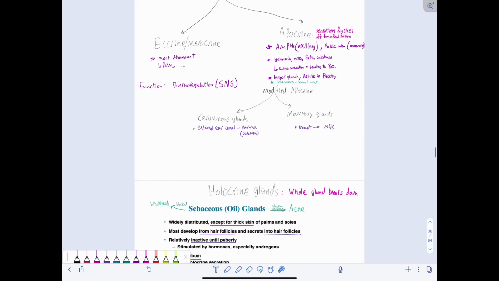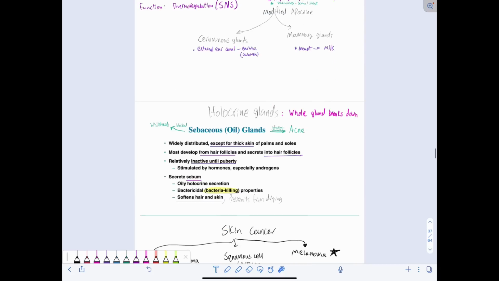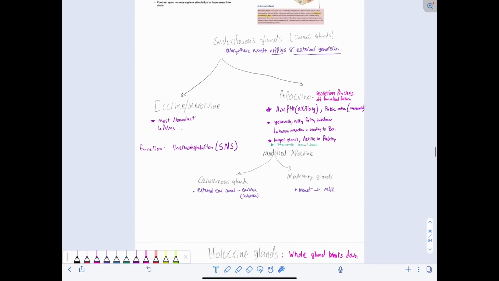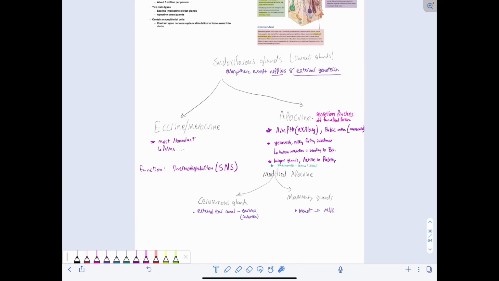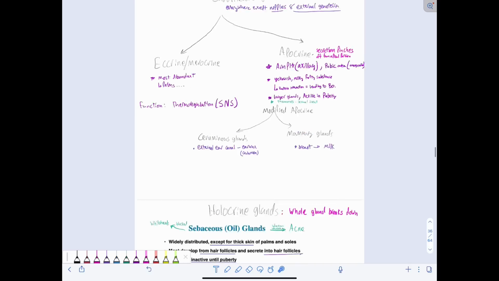We also have modified apocrine glands. These are like the ceruminous glands. That's basically what creates the ear wax, also known as cerumen. And then we have mammary glands. Those are located in the breast, and they produce milk. So those are the types of modified apocrine. Understanding that apocrine and merocrine don't rely on bursting to excrete their stuff, okay, while holocrine does.